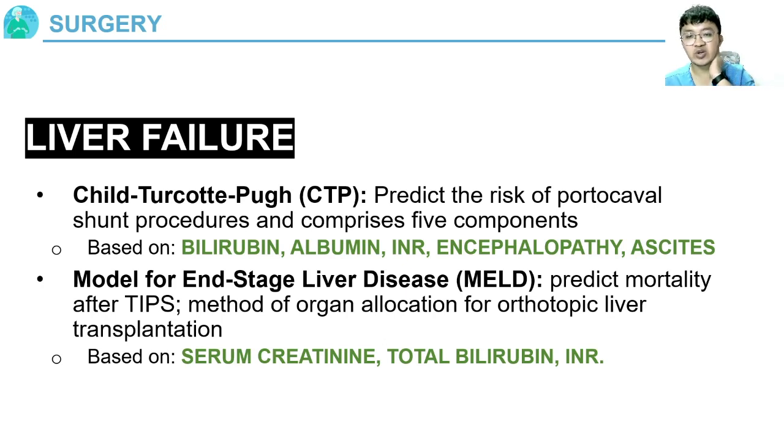So Child-Pugh predicts the risk of portacaval shunt procedures. As compared to your MELD, which is actually the more accepted method for organ allocation for liver transplantation, it is used to predict mortality after transjugular intrahepatic portosystemic shunt. So your MELD is based on creatinine, total bilirubin, and INR. So actually the only similar parameters for CTP and your MELD are your total bilirubin and your INR. CTP has albumin, MELD has creatinine. Your CTP has clinical findings, also your encephalopathy and your ascites.